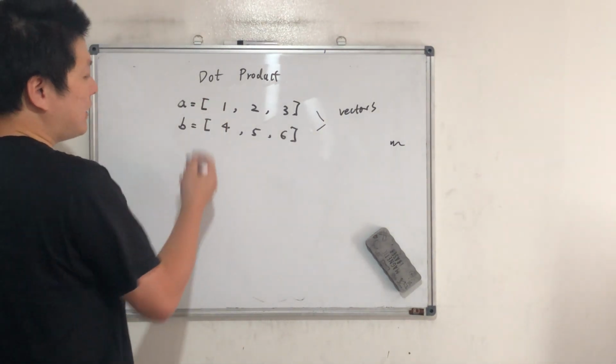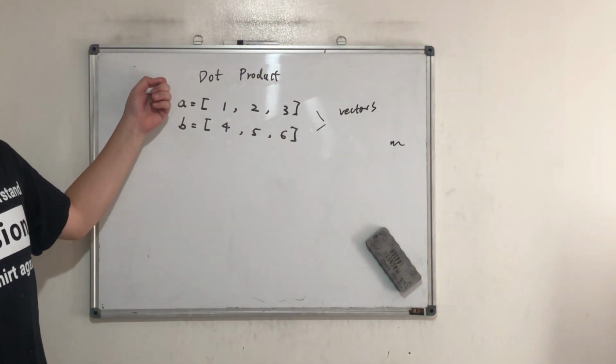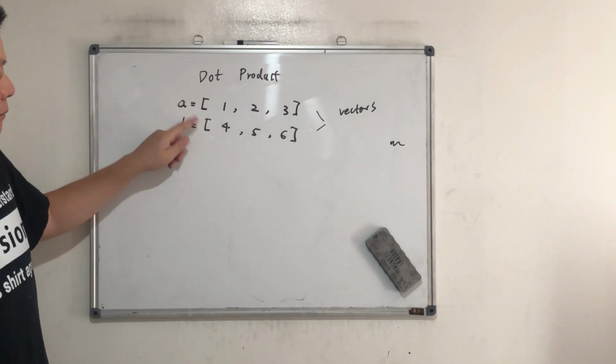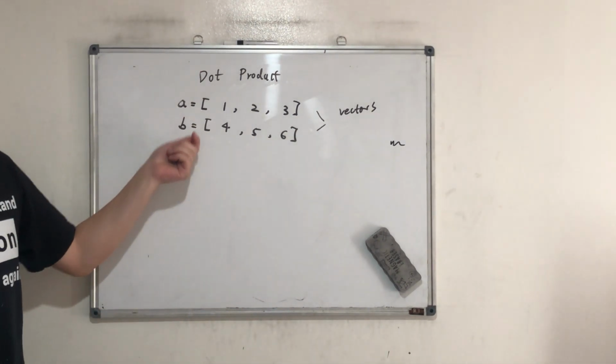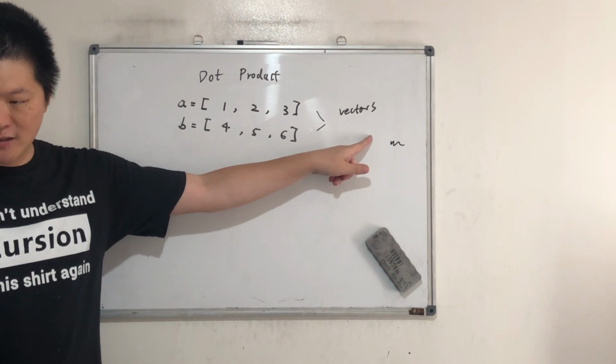Everybody, hello. So today we talk about the dot product. That's a mathematics concept that applies to vectors. So we use the array. An array is a list used as a vector. You know the vector.